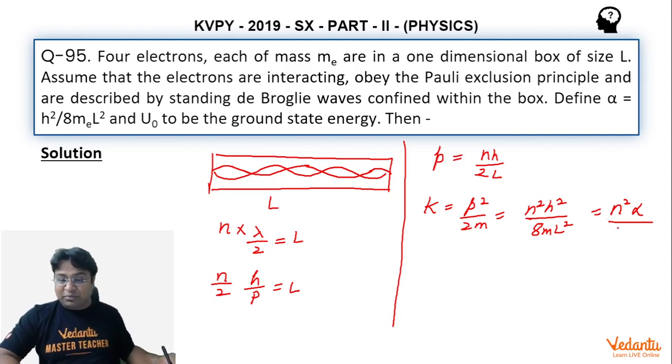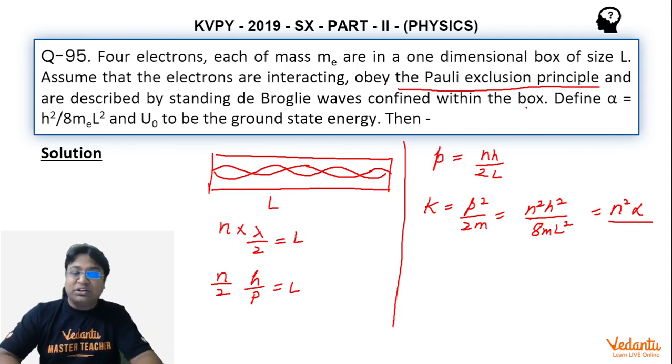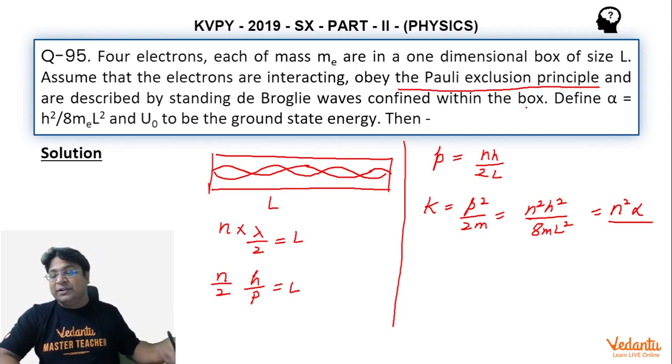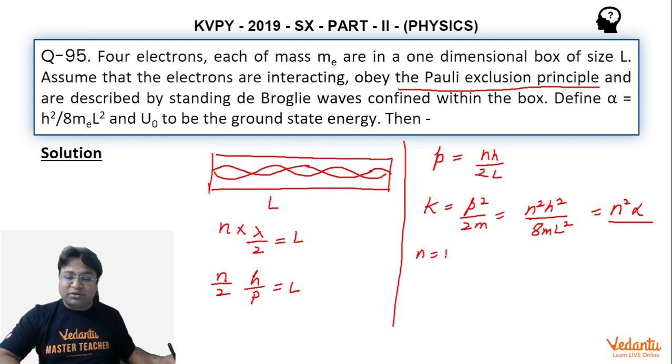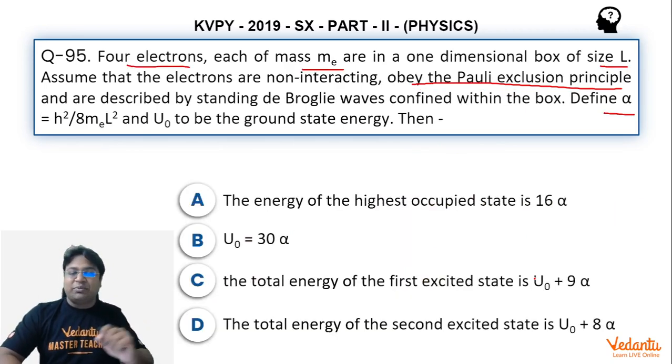Apart from formulating this expression, one additional important aspect of this question is to understand that the electrons follow Pauli's exclusion principle, which means that we have to consider 2 electrons in each energy level. So corresponding to n equal to 1, we will have 2 electrons, and corresponding to n equal to 2, we will have 2 electrons. So the 4 electrons will occupy 2 levels, n equal to 1 and n equal to 2. With this in mind, let's read the options.